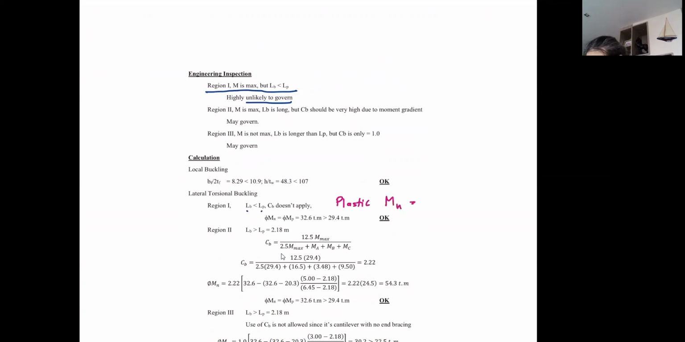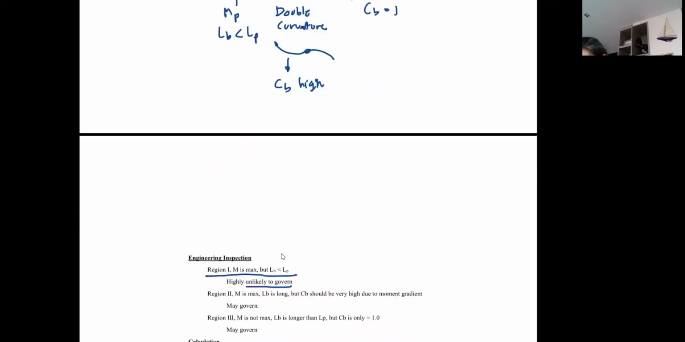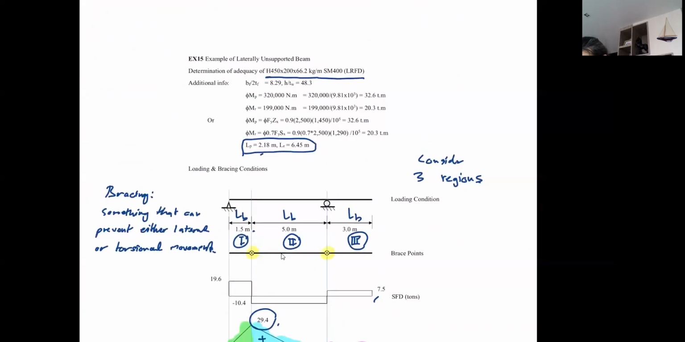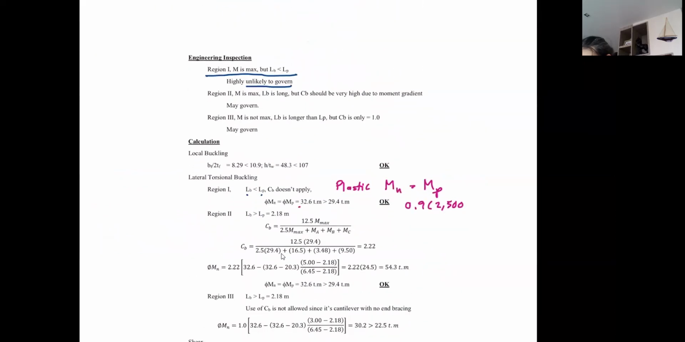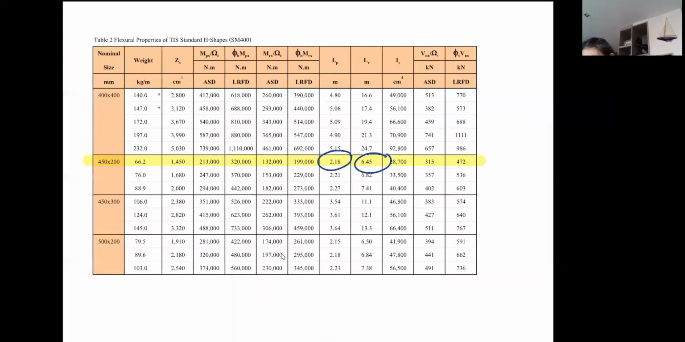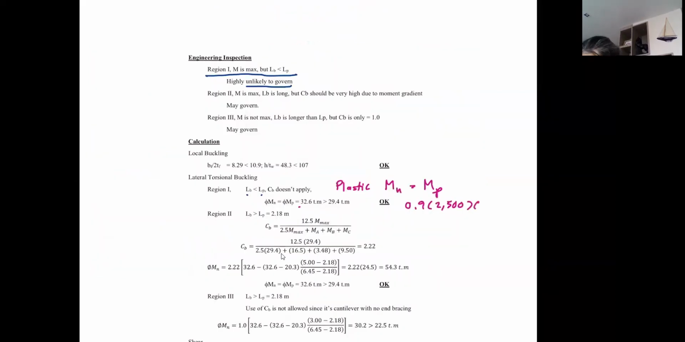M nominal is going to be MP. You can take this from the table or you can just calculate. And this is phi, again 0.9, and Fy is 2500. We are using the SS400. And the plastic section modulus, you can take that from here. It's 1450, divided by 10 to the power of 5.